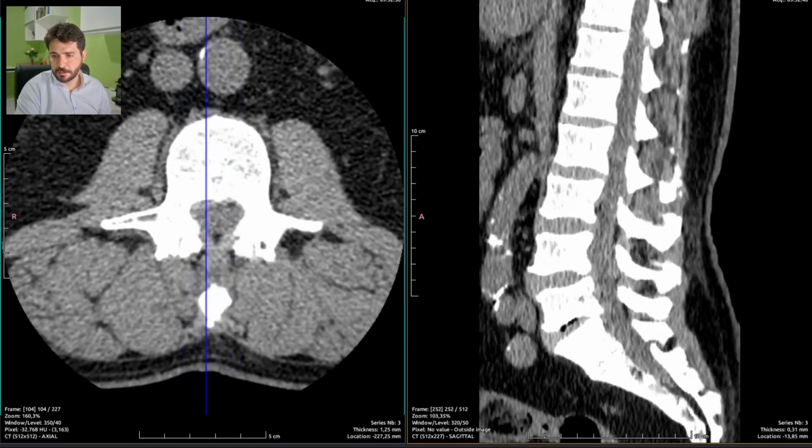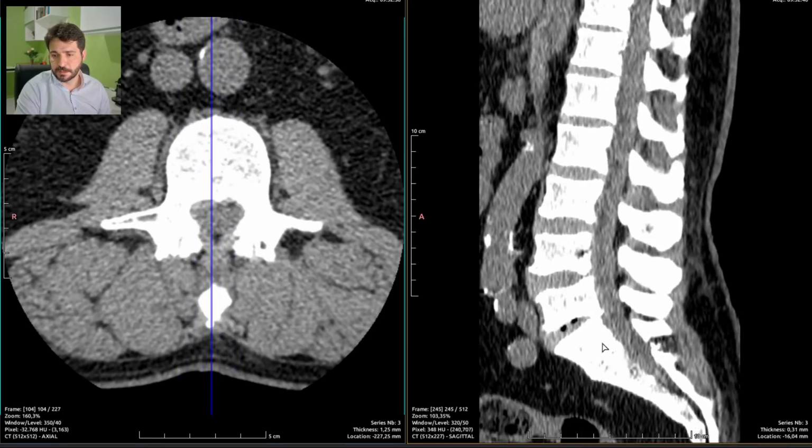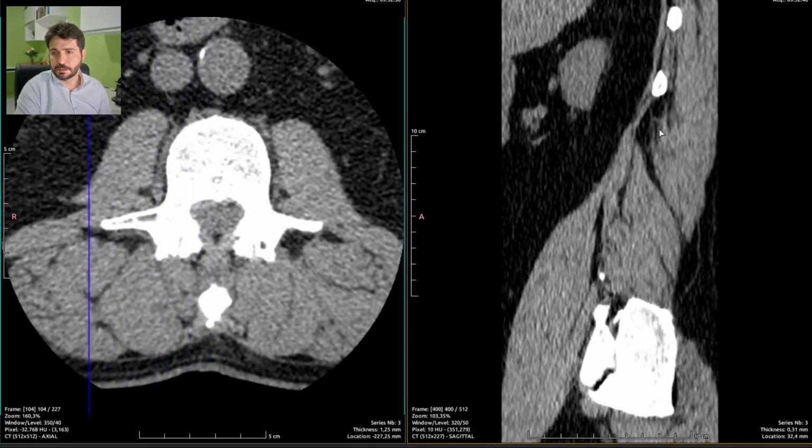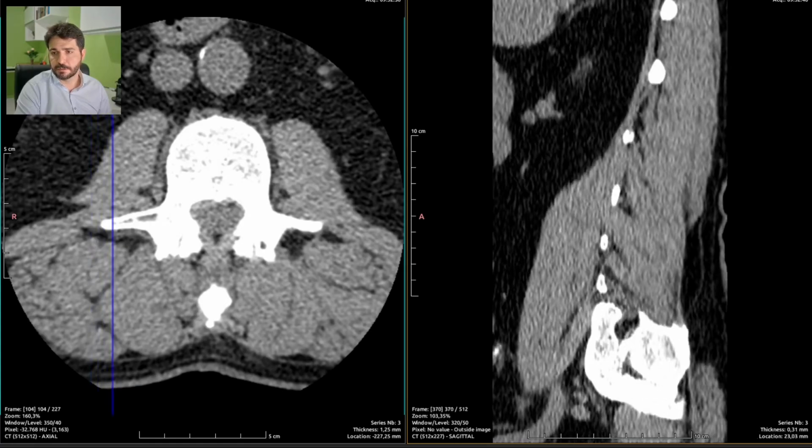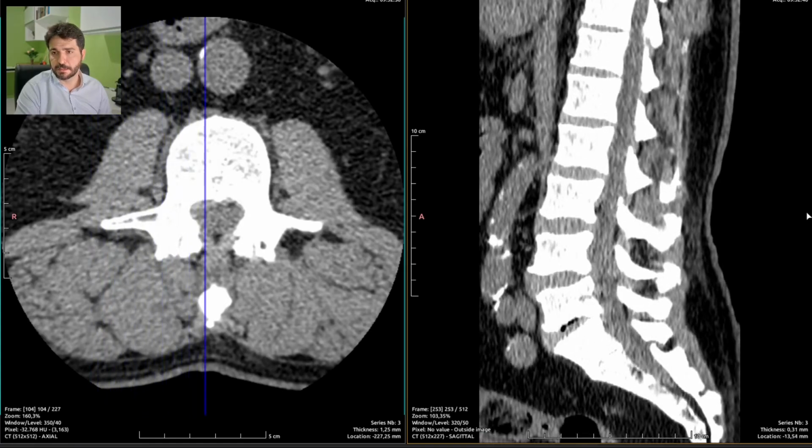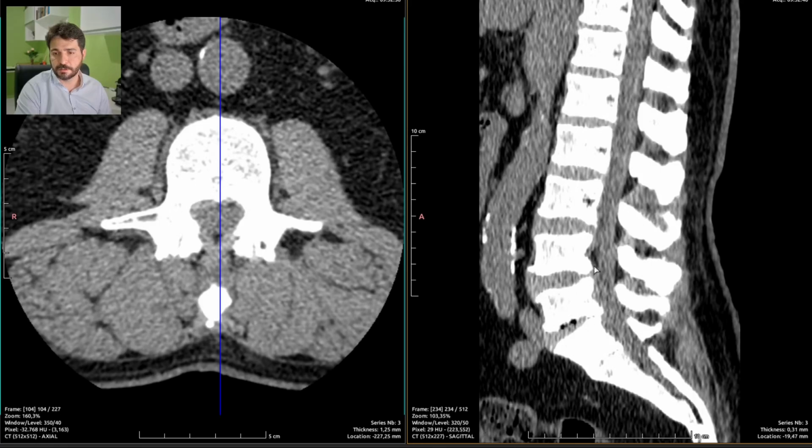So we have here, this is S1, this is L5 because this is the last rib. Let's follow this rib until we get D12. So this is D12 and this is L1. So let's count 1, 2, 3, 4, and 5. There is no transitional vertebra. This is L5. So this is 4, 3, 2, and 1. And this is S1, the first sacral vertebra.